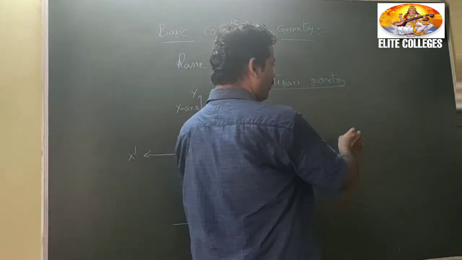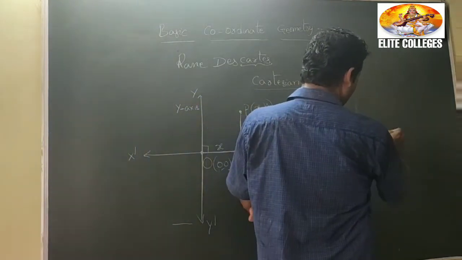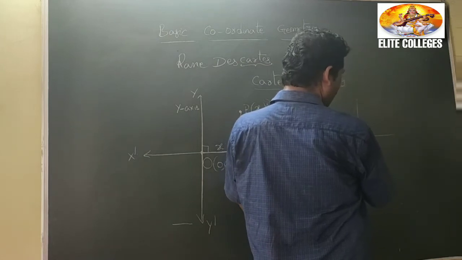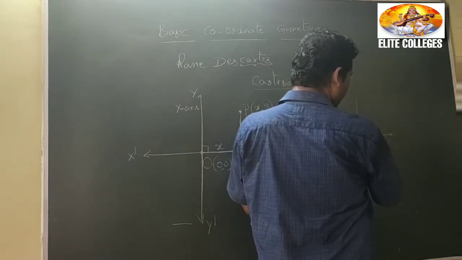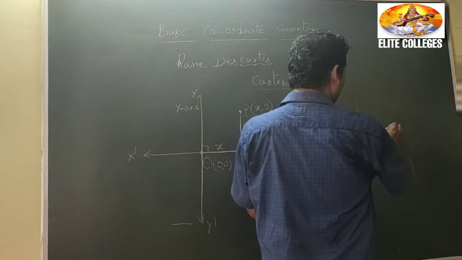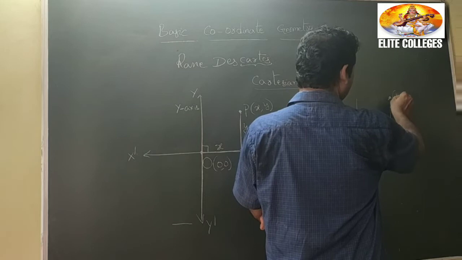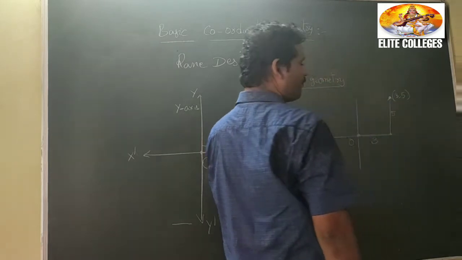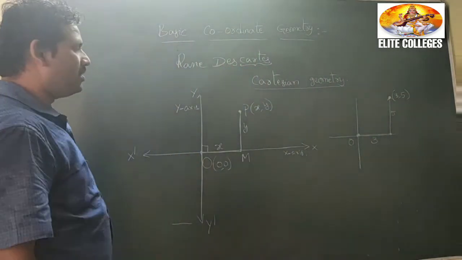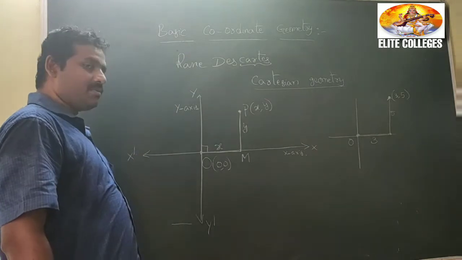Suppose I want to denote the point (3, 5). From the origin, we move 3 units, and along the y-axis, 5 units. Then we reach the point (3, 5). That is the point P(x, y).